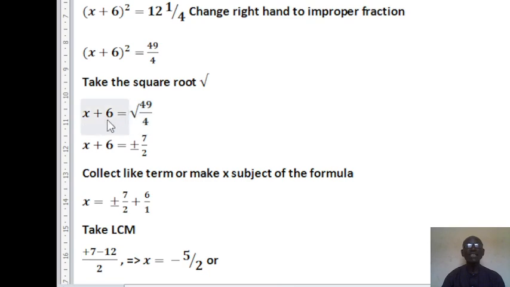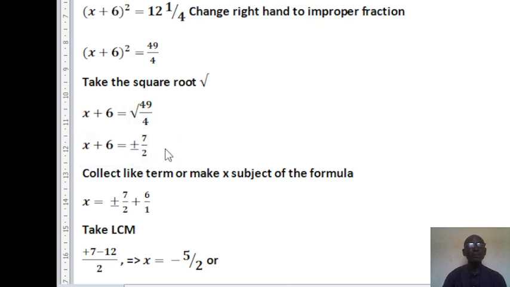Or better still, an easier way of doing it, just take this square root here and cross it over to the other side. By the time it crosses to the other side, it will change sign to this square root here. That's why you are having square root 49 all over 4. Now, because of this square root, you introduce a plus or minus sign, which you should have done earlier on here. Plus or minus, x plus 6 equals plus or minus. Take the root of 49, you have 7. Take the root of 4, you have 2. That's the reason why you have a 7 all over 2.